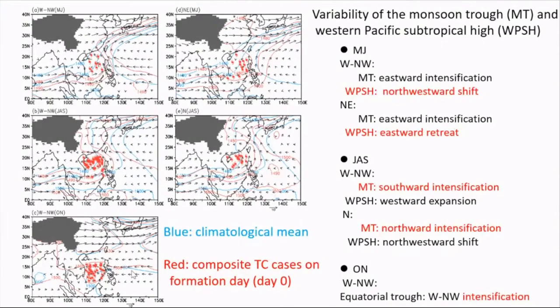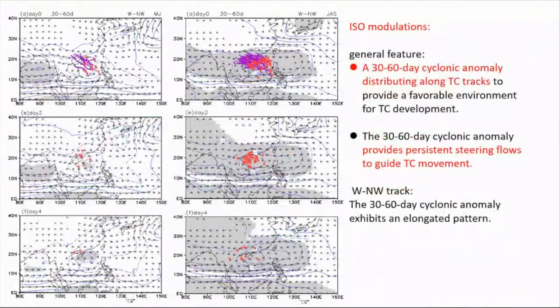We can see an intensification of the equatorial trough. So the TCs tend to form within this intensified equatorial trough, and then move westward. So for the ISO modulation, how does the ISO modulate the TC movement?